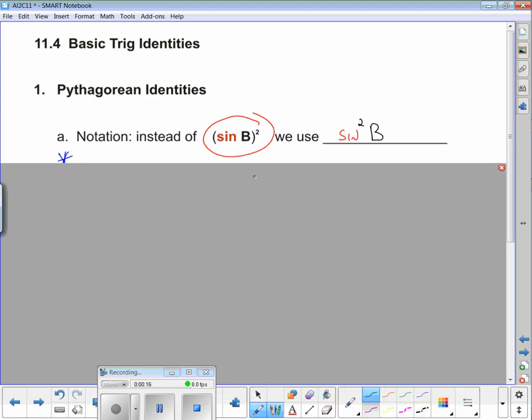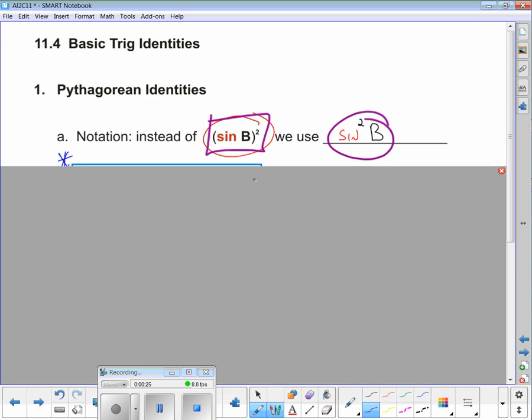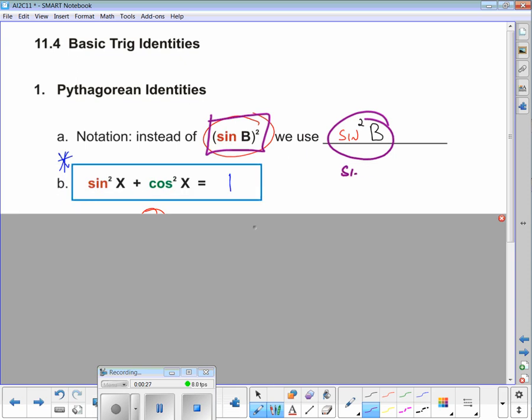Don't forget, if you saw that, you'd know it's sine B times sine B. Well, please understand that that is the same. So again, when you see this notation, you have to understand that it is sine B times sine B. All right? Make sure that you understand that. Okay, then the Pythagorean identity, sine squared x plus cosine squared x equals 1. That's something you got to get into your brain and something you just need to memorize and know. We're going to use that here in just a little bit.